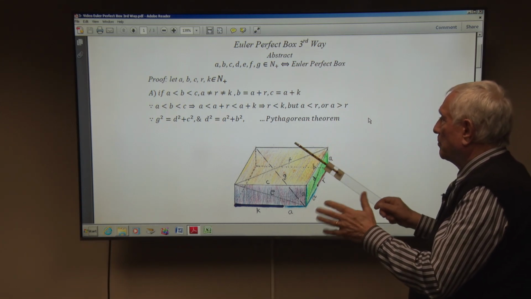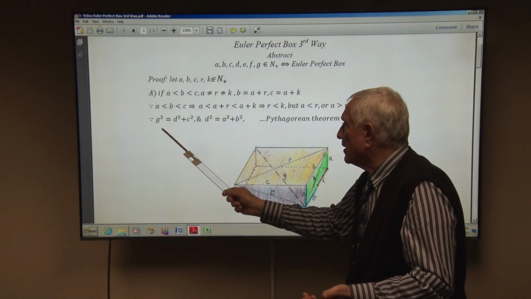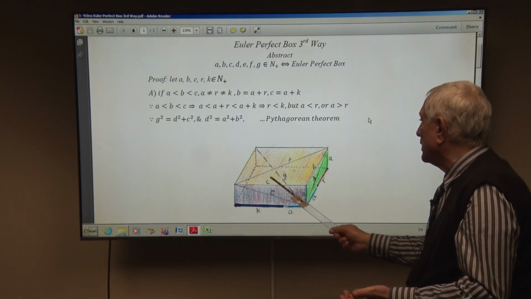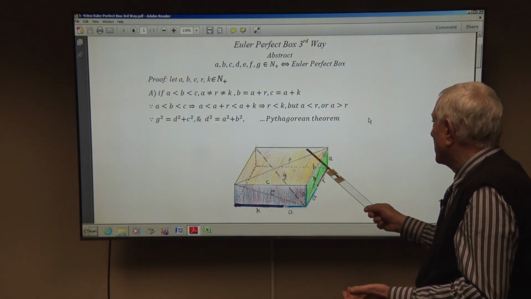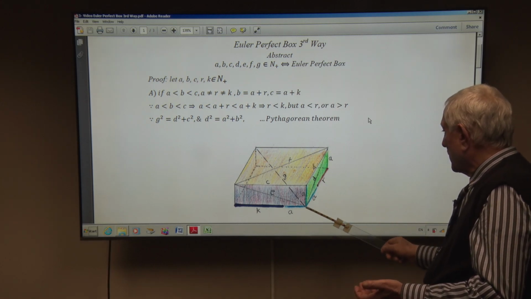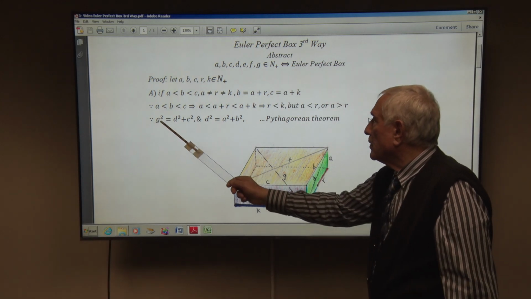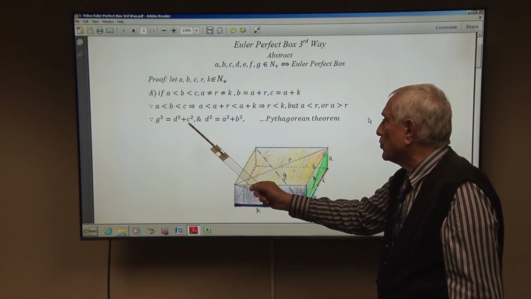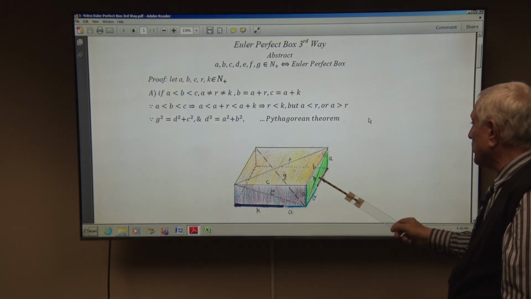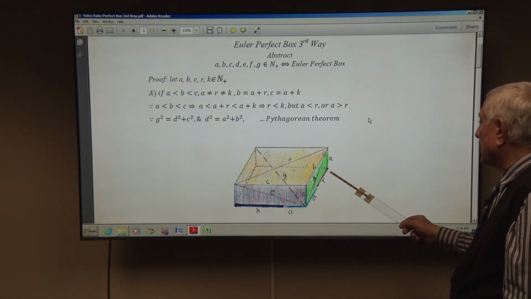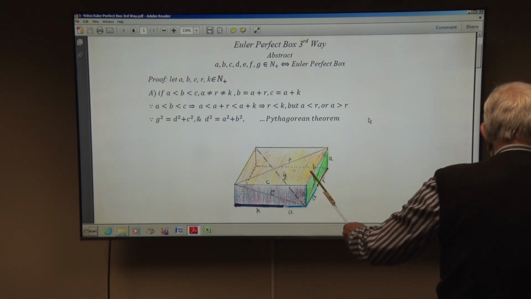Okay. By the Pythagorean theorem, we know G square is D square plus C square, as you see. This is C, and this is D, and that's the hypotenuse. And G square equals D square plus C square. And Pythagorean also at this page, D square equals A square plus B square. Okay, and this is the box.